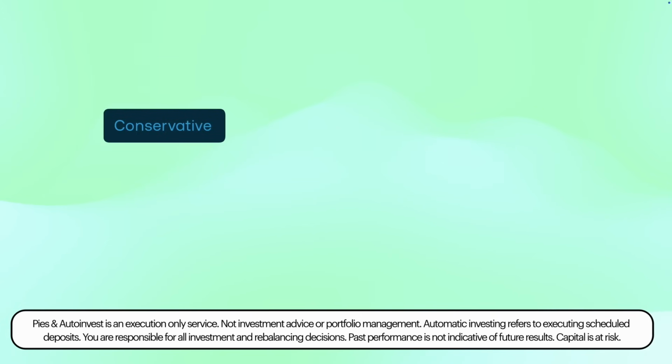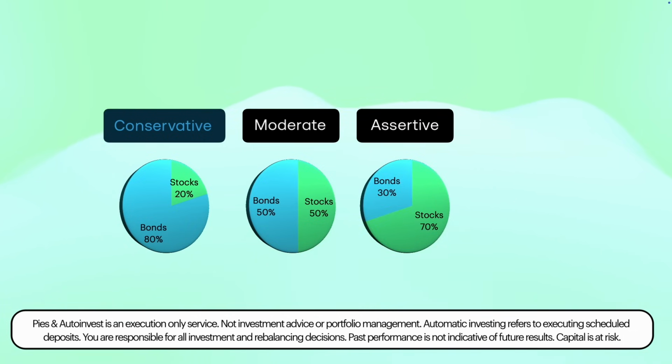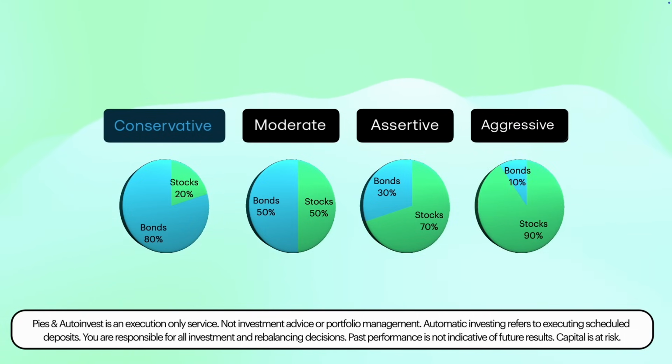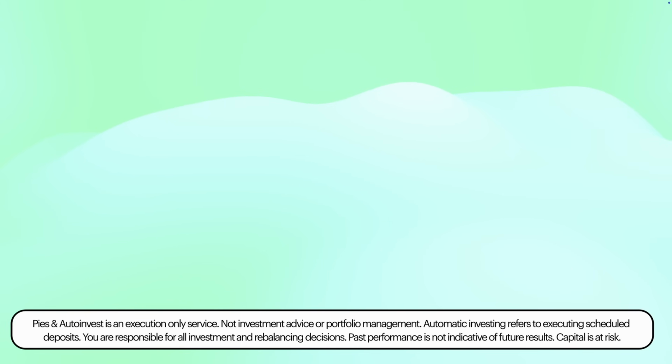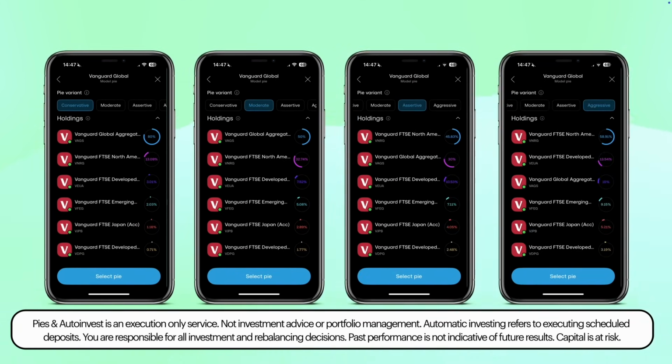First off, you've got the conservative pie, which works out to be 20% exposure to stocks and 80% exposure to bonds. You've got moderate, which is a 50-50 allocation. Then you've got assertive, which is 70% stocks and 30% bonds. And then finally, an aggressive allocation, which is 90% stocks and 10% bonds. To achieve this desired asset allocation, the weightings of the individual funds differ for each category of risk to be able to achieve the desired asset allocation.